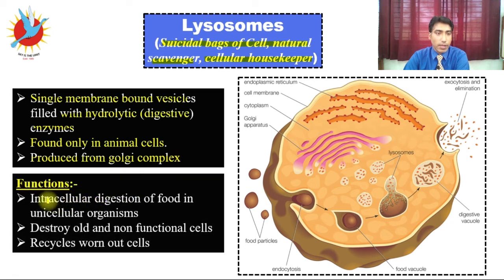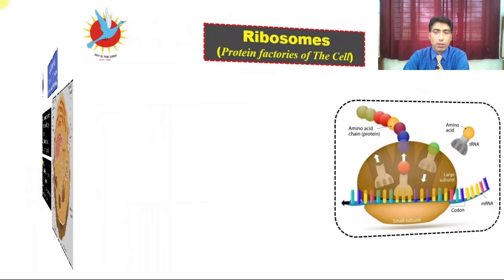Functions of the lysosomes are: these are helpful in intracellular digestion of food in unicellular organisms. They can destroy the old and non-functional cells. They can recycle the worn out cells also. So in this diagram you can see easily this is a unicellular organism or it is a single cell. These small particles are lysosomes. When a cell engulfs a food particle, lysosomes by releasing the hydrolytic enzyme help the cell to digest this food particle, and the remaining undigested material is then excreted out by the cell.